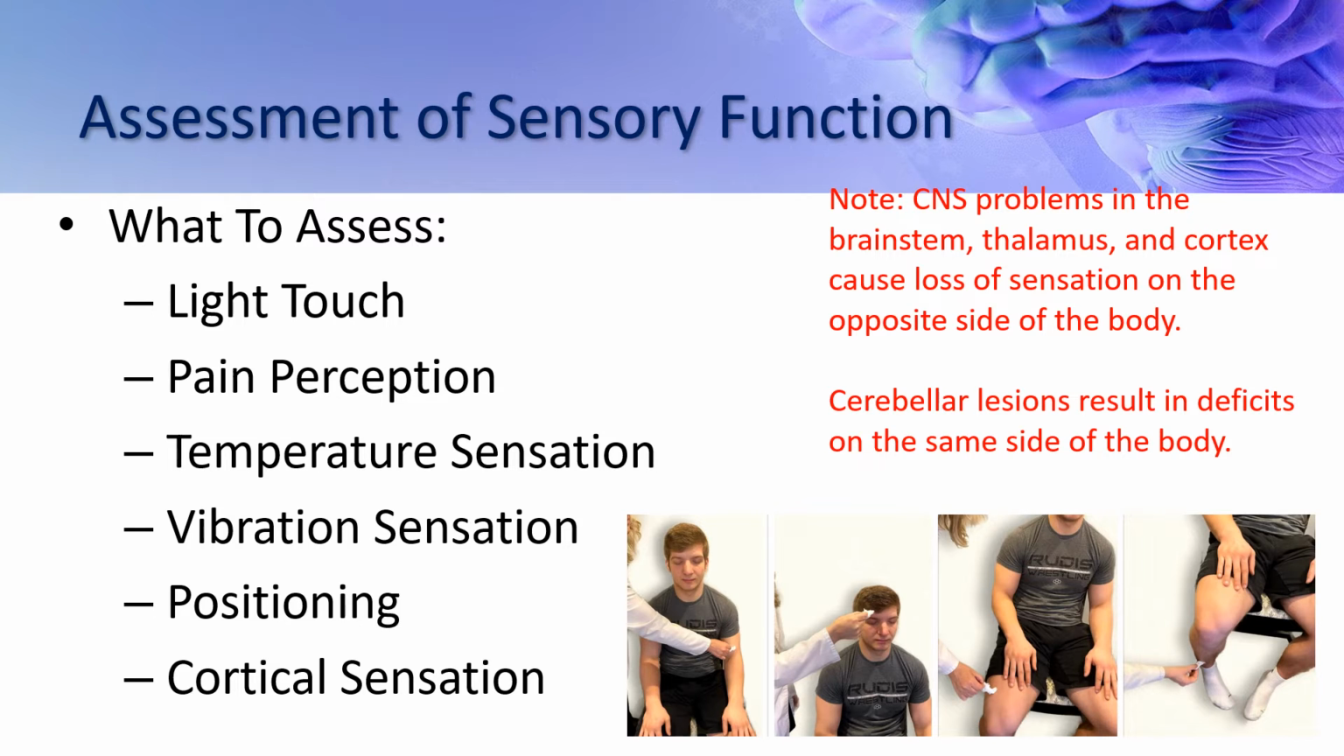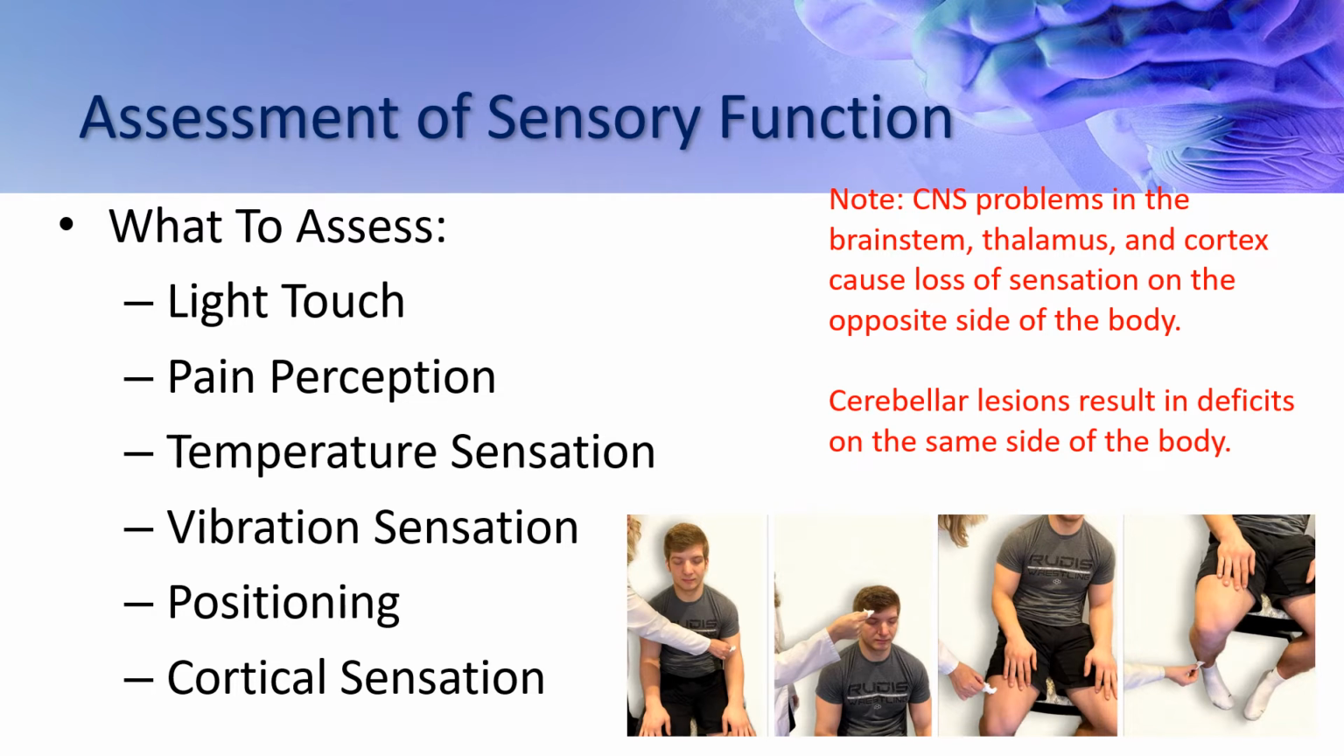Next is the temperature sensation. Can they tell the difference between hot and cold on different parts of their body? You can also test vibration sensation. Can they sense vibration in different parts of their body? Positioning. That would be, for example, you could have them close their eyes and then move their finger up or down and have them tell you if their finger is up or down. Can they tell the position of their limbs without seeing it? Lastly is cortical sense, and that's being able to differentiate shapes.